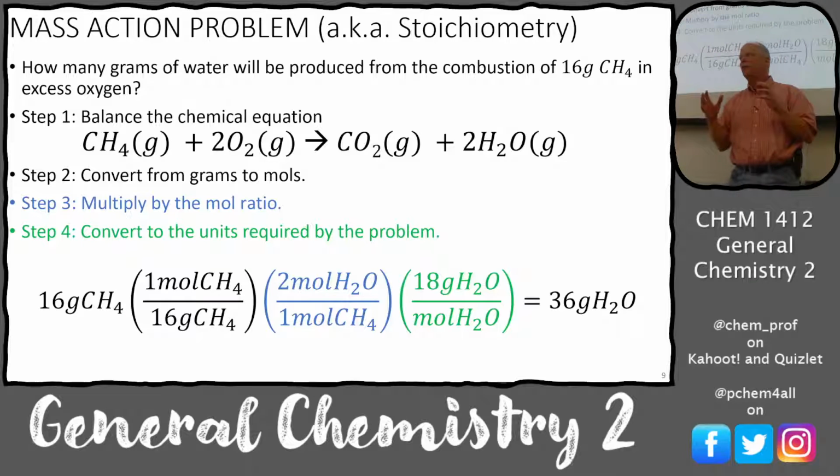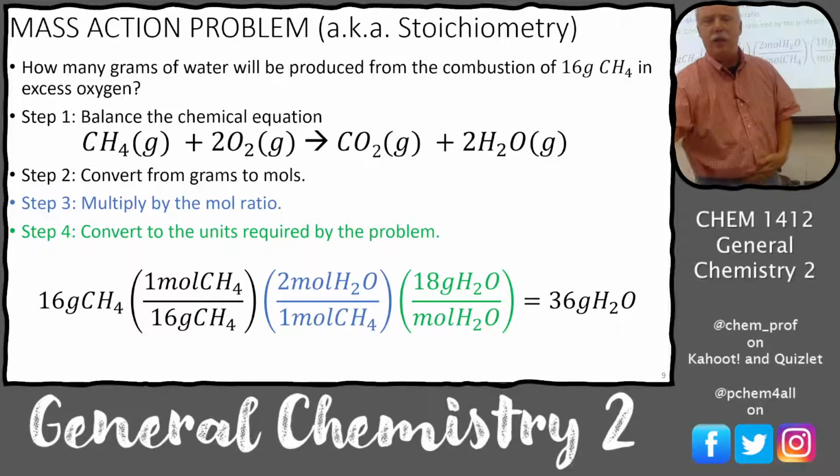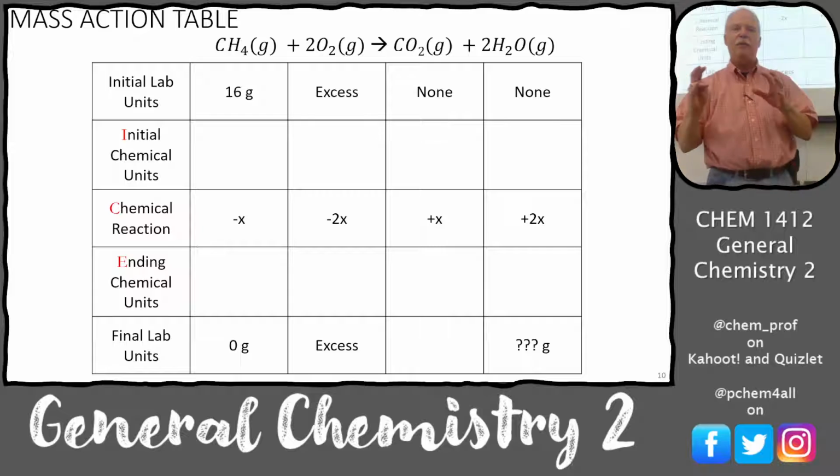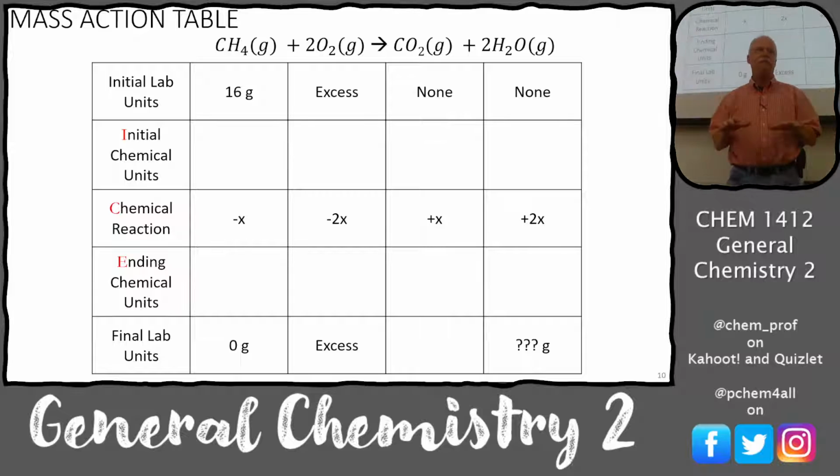It's called the mass action table. Because when we're in the lab, we see masses changing. We're seeing 16 grams of methane turn into 36 grams of water. And so this is a mass action. That's one of the things they called it in the past. Stoichiometry is another name for that. Okay. And so here we could do this whole problem in table form.